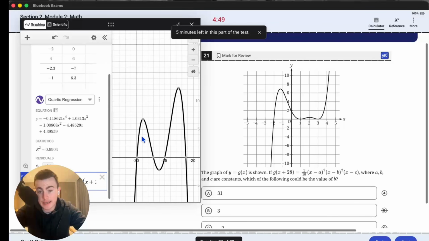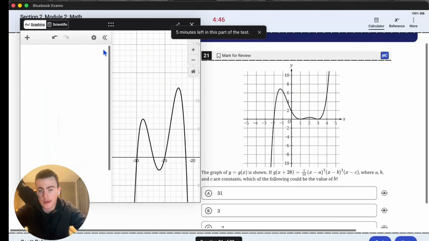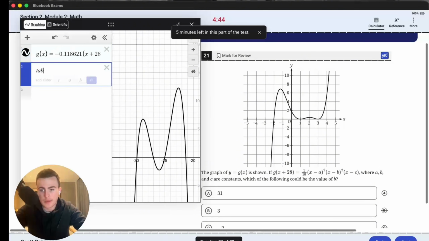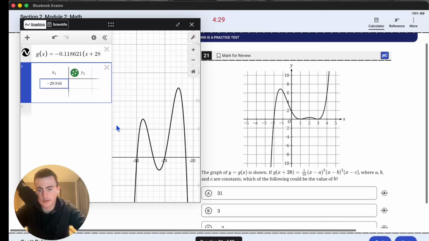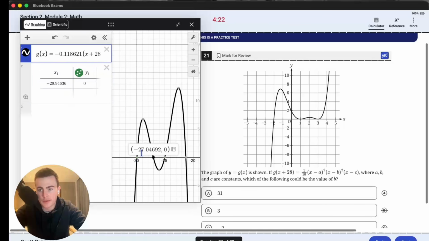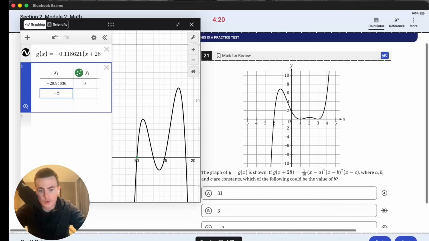So what I'm going to do is take this right here and then plug the points into a table again so I can find the values and then set it equal to the other one. So the table is going to be negative 29,946, 360. Guys, I know this is not efficient, but I just want my free points. Negative 27.04, and you should have plenty of time if you do the other stuff right. 692.